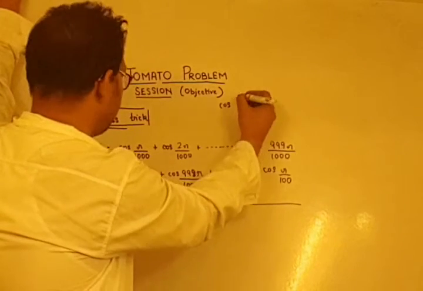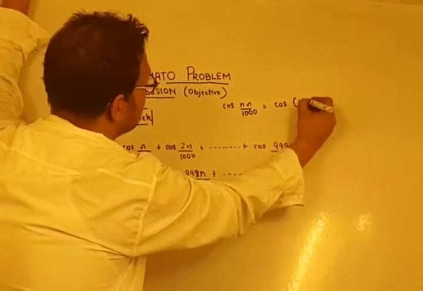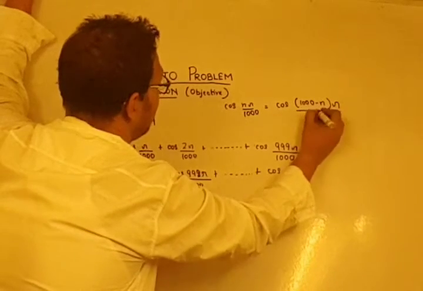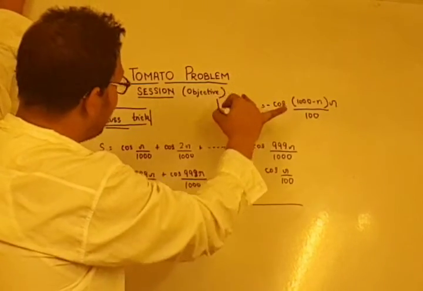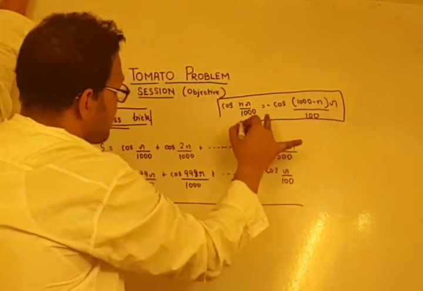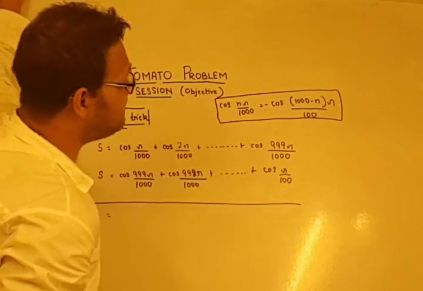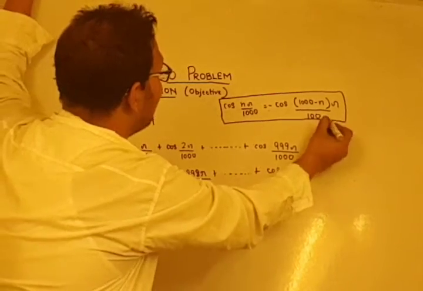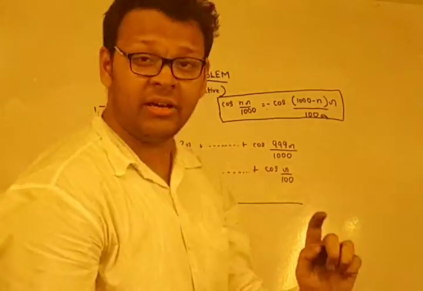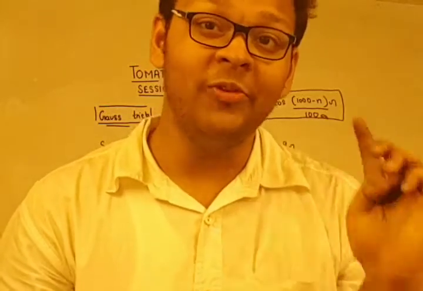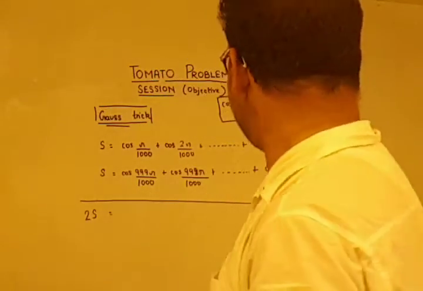So the golden rule that is applicable here is cos n pi by 1000 and cos (1000 minus n) pi by 1000 with a minus sign. So what does it say? This is a very important relation: cos n pi by 1000 equals minus cos (1000 minus n) pi by 1000. Which means that if the coefficients of pi by 1000 in the two terms add to 1000, then the sum of the cosines is 0. So this is the relation that we state.